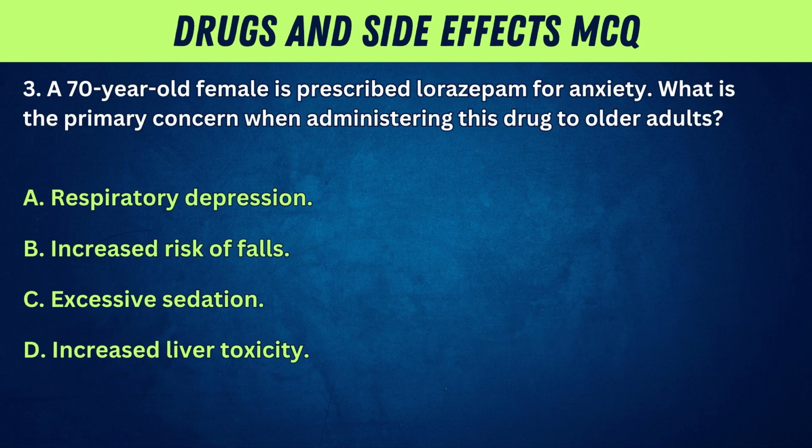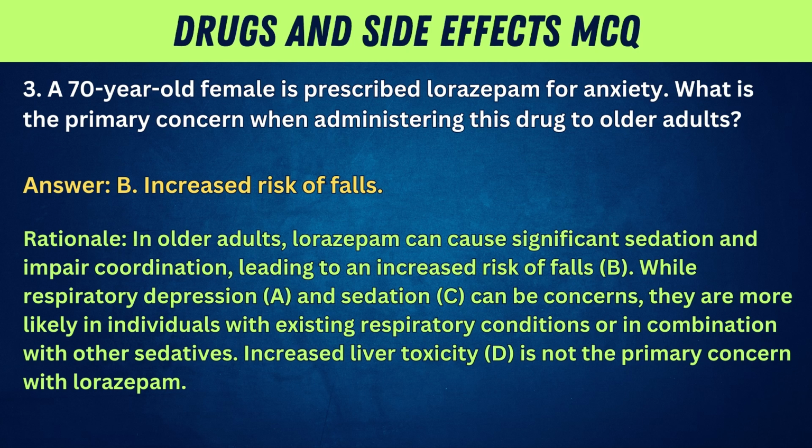3. A 70-year-old female is prescribed lorazepam for anxiety. What is the primary concern when administering this drug to older adults? A. Respiratory depression. B. Increased risk of falls. C. Excessive sedation. D. Increased liver toxicity. Answer: B. Increased risk of falls.